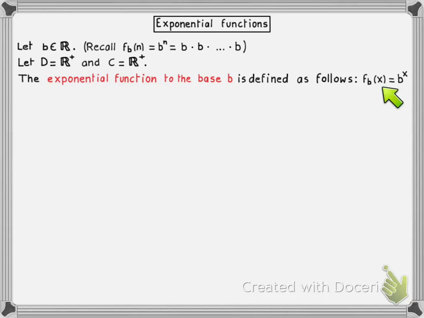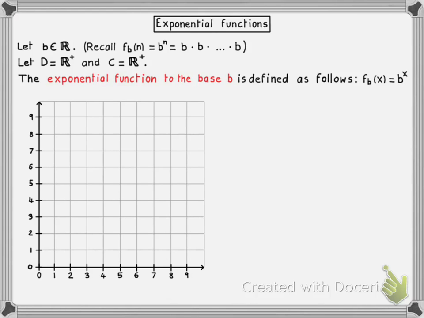Now, we're not going to explain in detail what it means to raise a particular real number to another real number. We can't really multiply b, say 3.5 times with itself if x is 3.5. Let's not worry about the details here. You may have seen that in your calculus course, but this is the definition of the exponential function. You need a base b, and then you give it an argument x, and the value of the function is b to the power x.